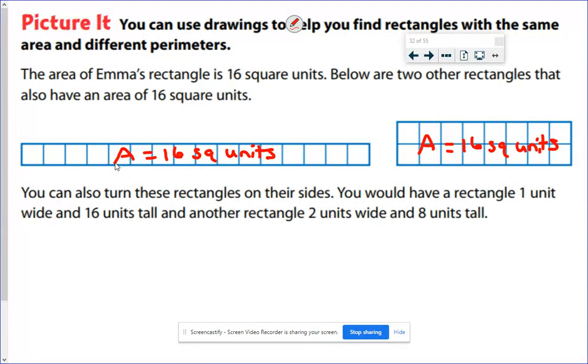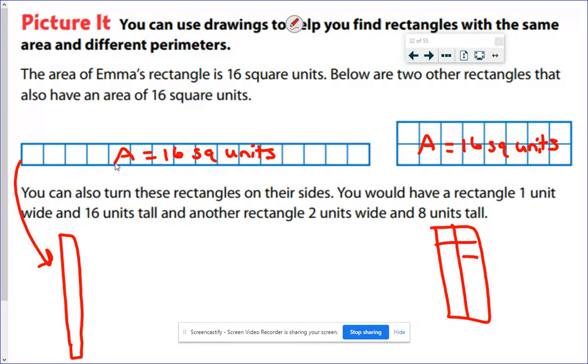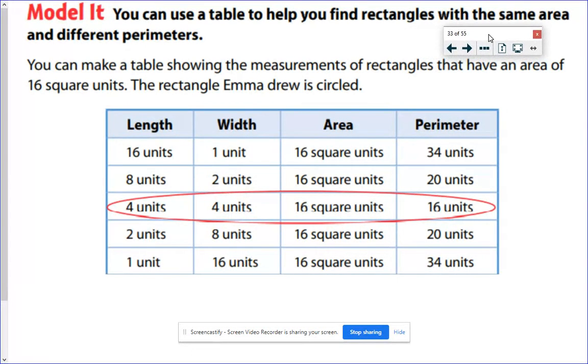We can turn these rectangles on their sides and we would have a rectangle 1 unit wide and 16 units tall. It would look like this. This one if it was turned up. And another rectangle that would be 2 units wide and 8 units tall. We took that one and stood it on. It would look something like that. And the area of those both would also be 16 square units. So what they did was took these measurements and put them in a table, all the rectangles have the same area, same amount of space on the inside, and the different perimeters, the distance around the outside, if we were to go back and count those.